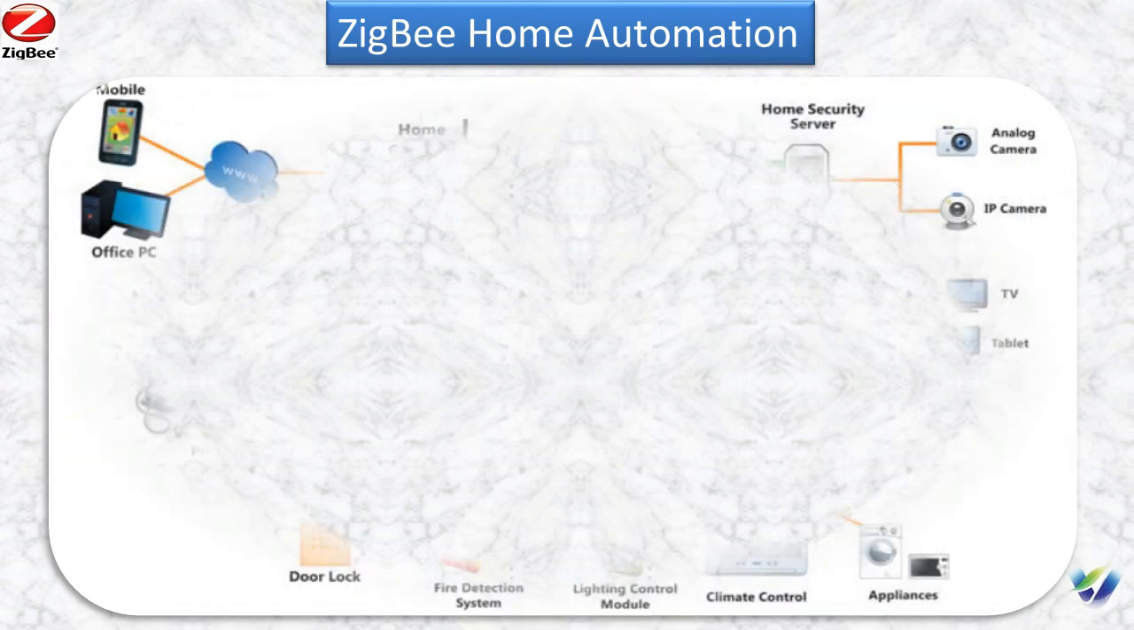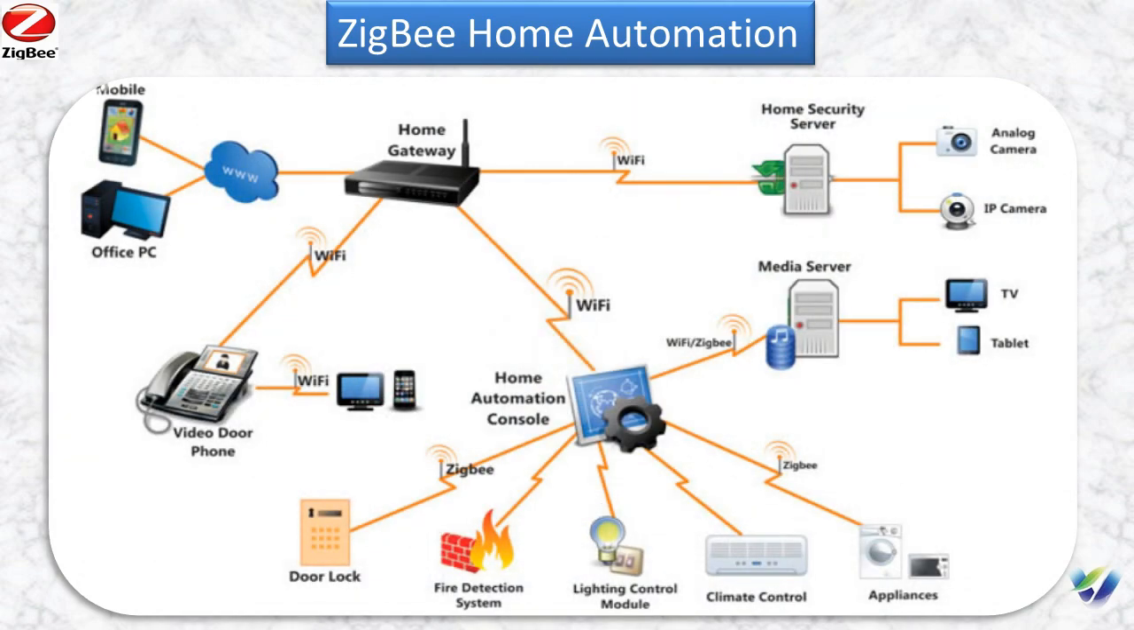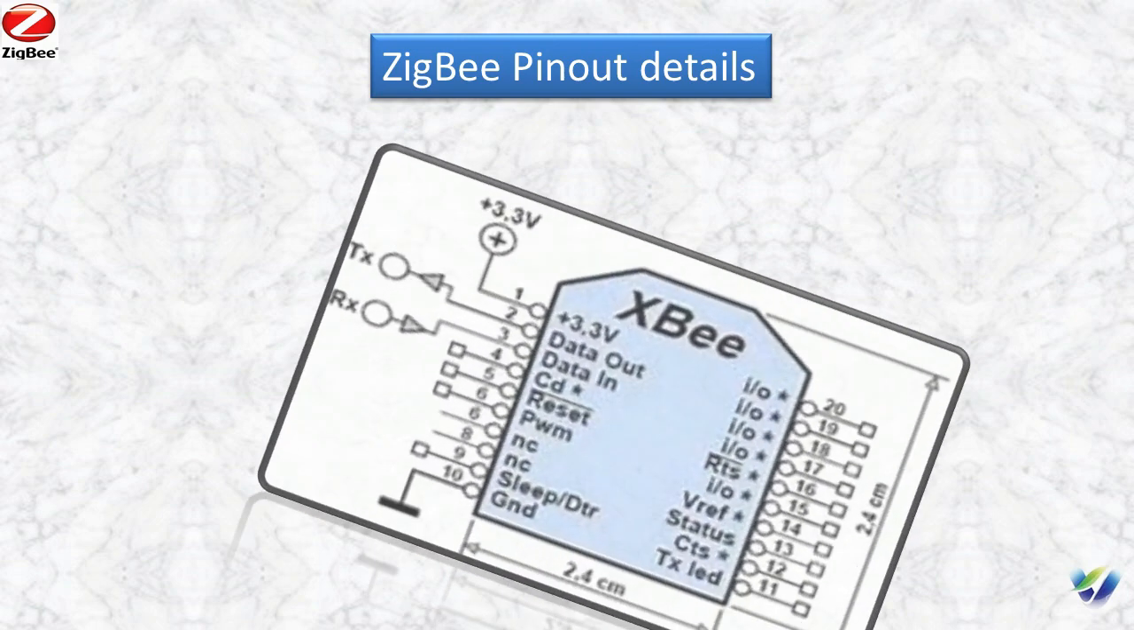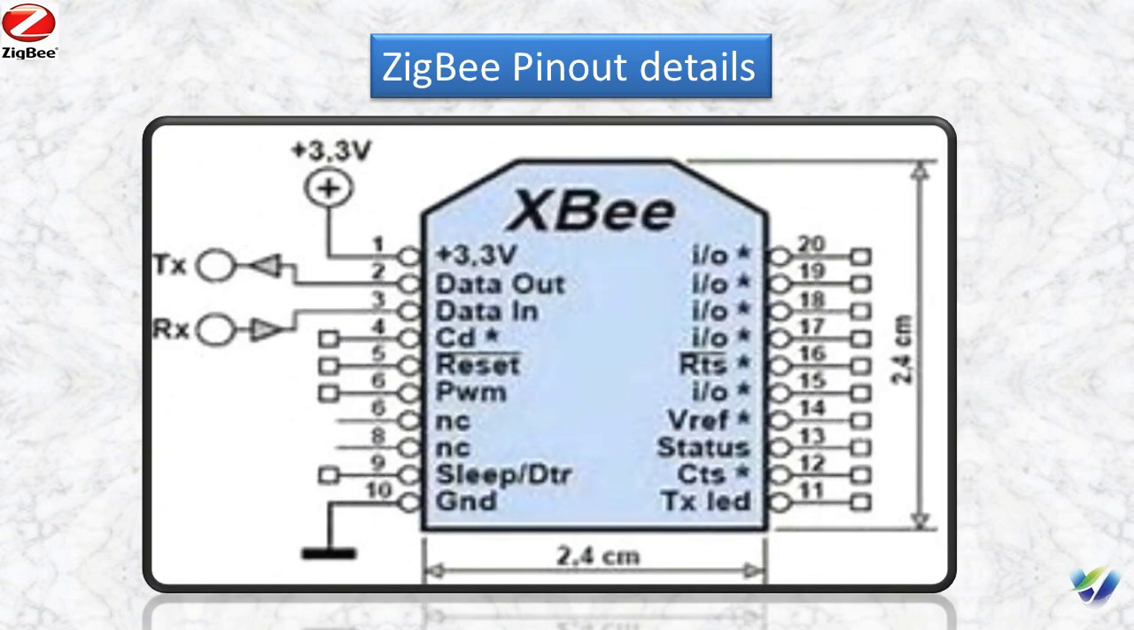ZigBee home automation. This is the example slide which shows the home automation. Mobile office PC is connected via a home gateway, a video door phone, door lock, fire and smoke detection, lighting control, climate control, appliances control, and analog and IP camera to be connected to the home automation. ZigBee pinout details. ZigBee operates on 3.3 volts DC.